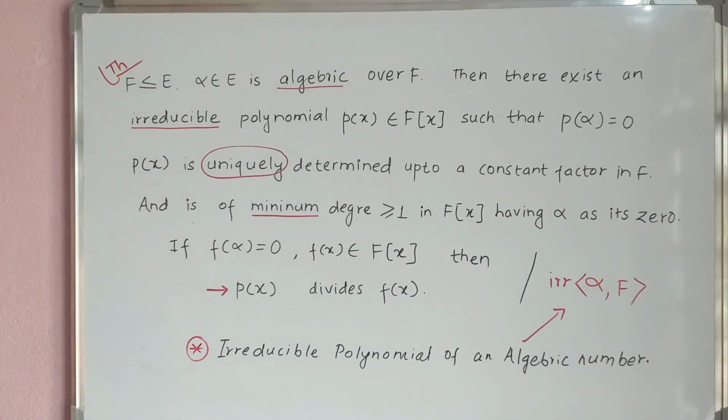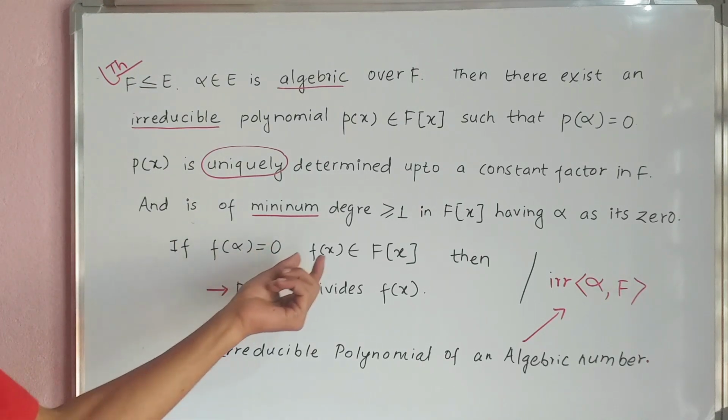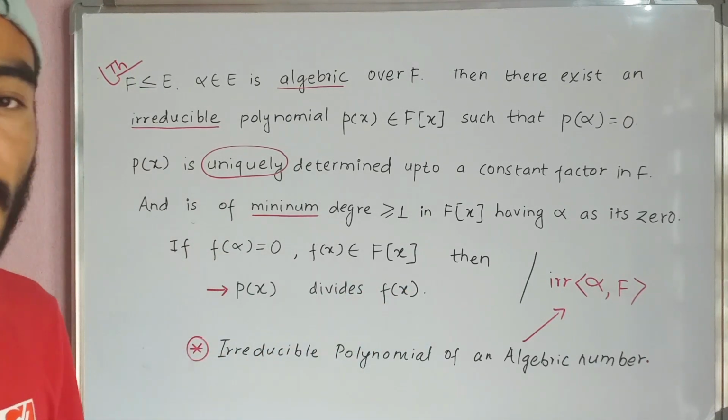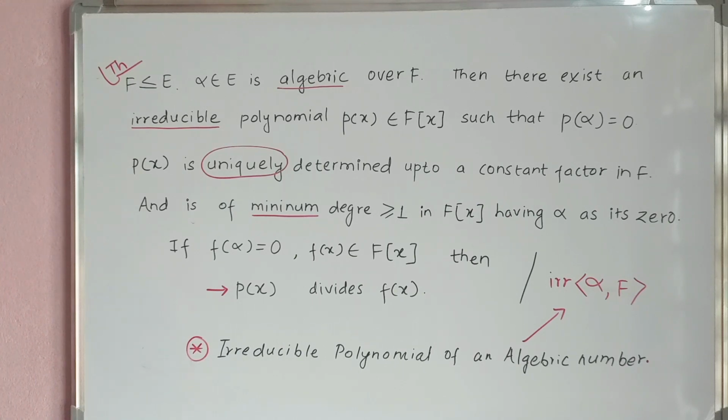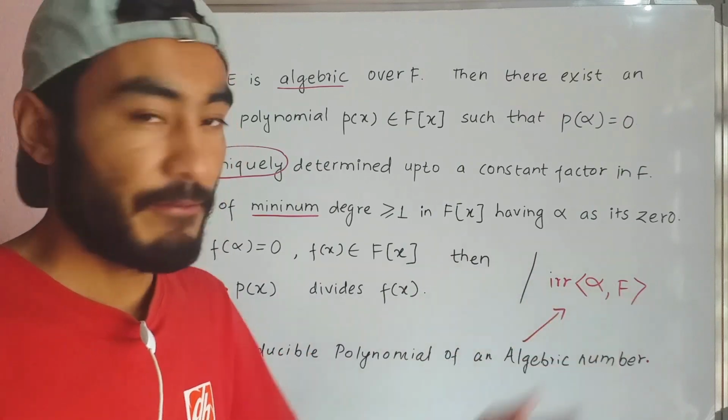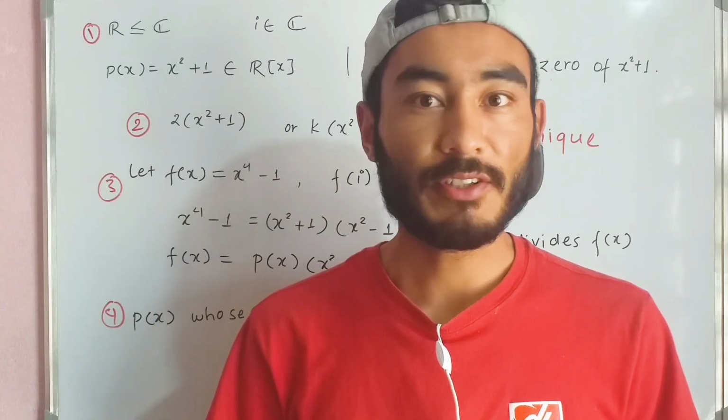And so, if f(alpha) equals 0 for f(x) in F[x], that means if alpha is a zero of f(x), then the polynomial p(x) divides f(x), and this irreducible polynomial p(x) is denoted by the symbol irr(alpha, F). Now let me explain what this theorem means.